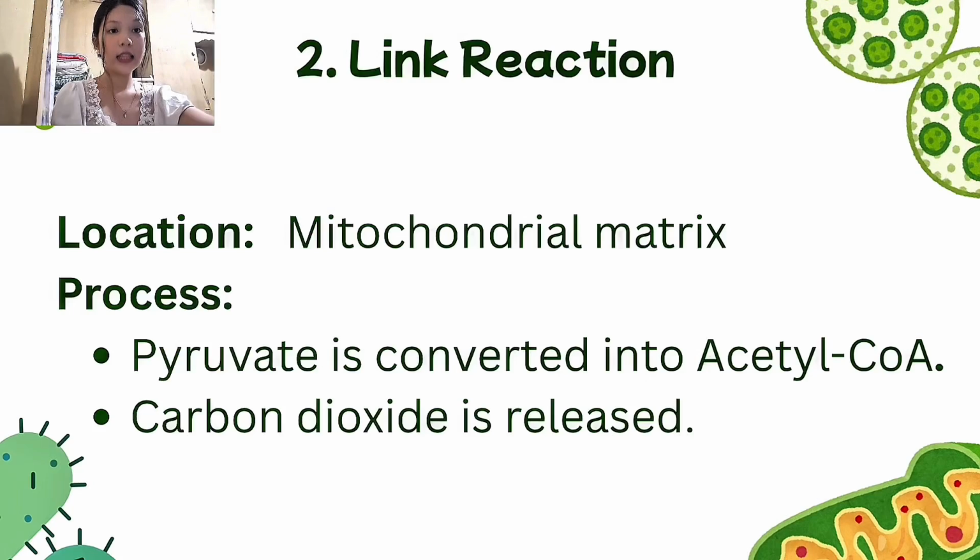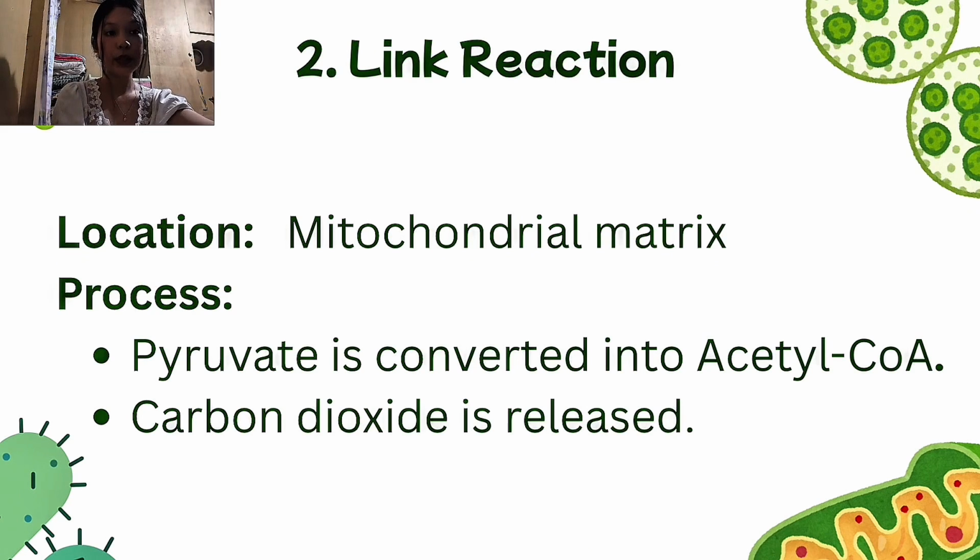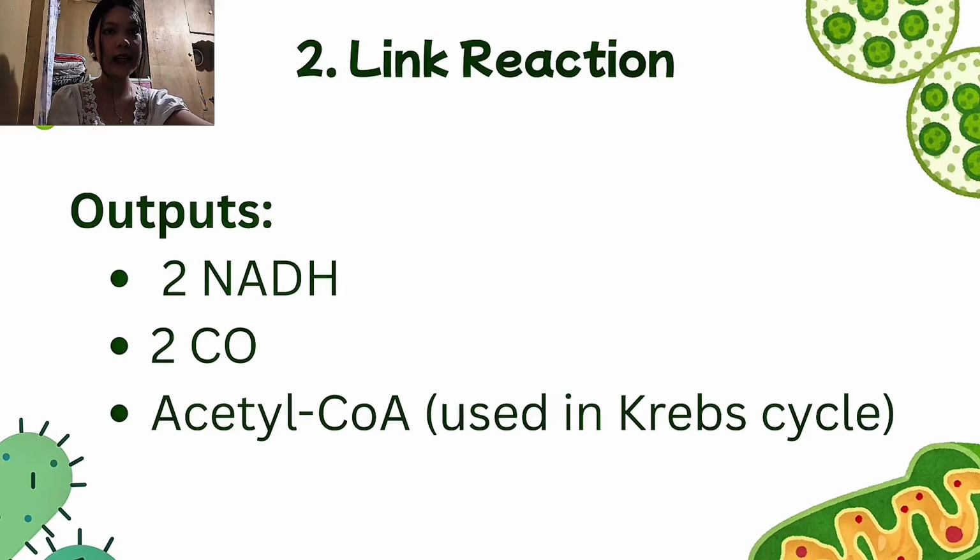Next is the link reaction. The location of the link reaction is the mitochondrial matrix. Pyruvate is converted into acetyl-CoA and carbon dioxide is released. So, the link reaction takes place in the mitochondrial matrix. In these steps, each pyruvate from glycolysis is converted into acetyl-CoA. During this process, one carbon dioxide is released per pyruvate, and NADH is produced.